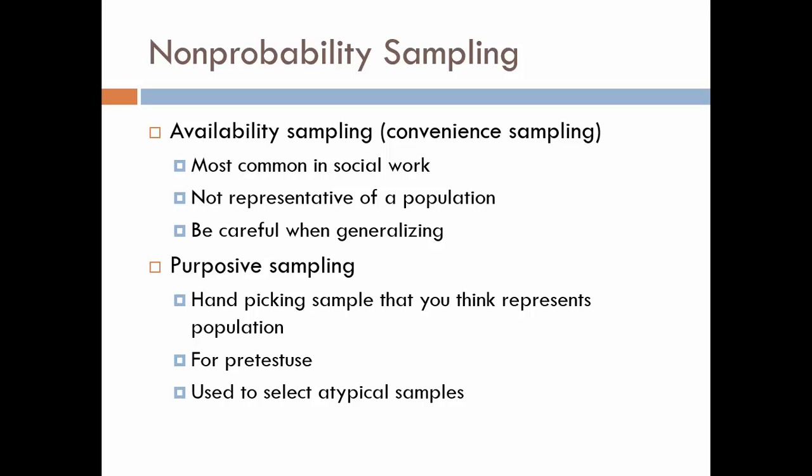The next kind is purposive sampling. This is when you hand pick a sample because you think it might represent the population. This is frequently used for pre-test use. And it's also used if you want to select an atypical sample. So let's say there's something unique about a subgroup of youth that live in group homes, and those are the ones you want to study. So we might use purposive sampling and just choose the ones that have this unique characteristic. Okay, so it's hand picking a sample.